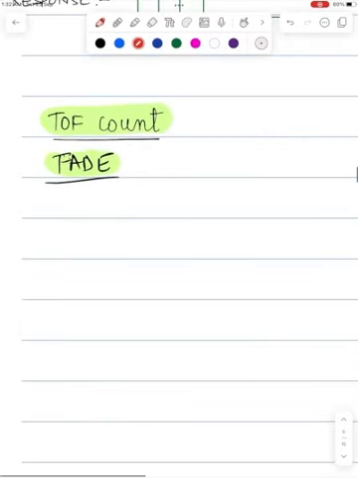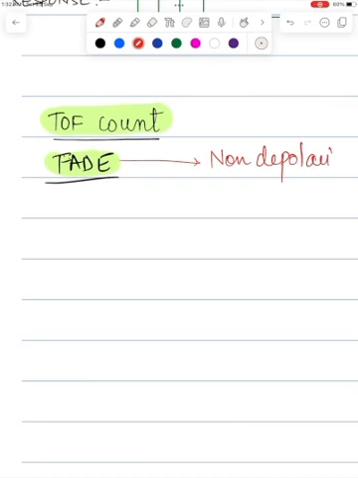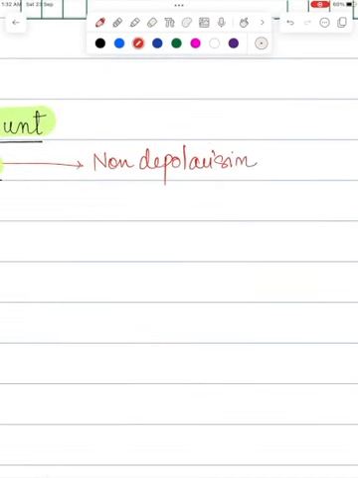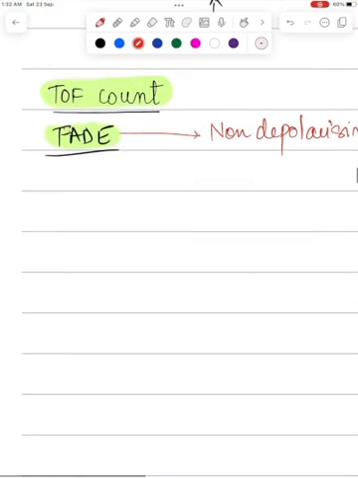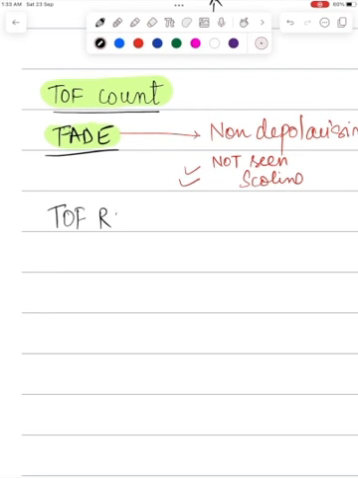And the fade phenomenon is a characteristic of a non-depolarizing type of muscle block. So fade is not observed with succinylcholine. Another thing that you need to know about is the TOF ratio.